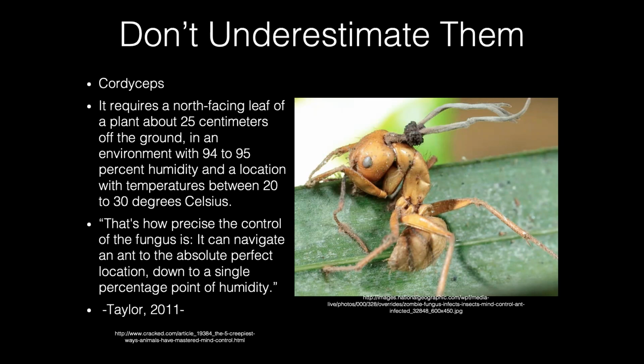For cordyceps to work, it requires a north-facing leaf of a plant about 25 centimeters off the ground, an environment with 94 to 95% humidity, and a location with temperature between 20 and 30 degrees Celsius.